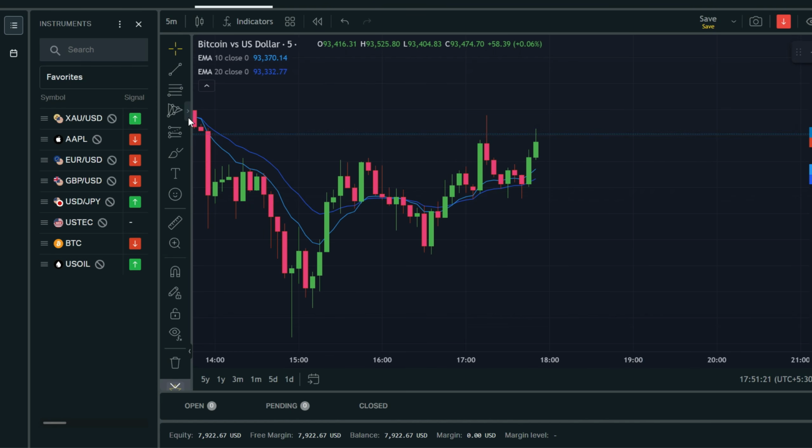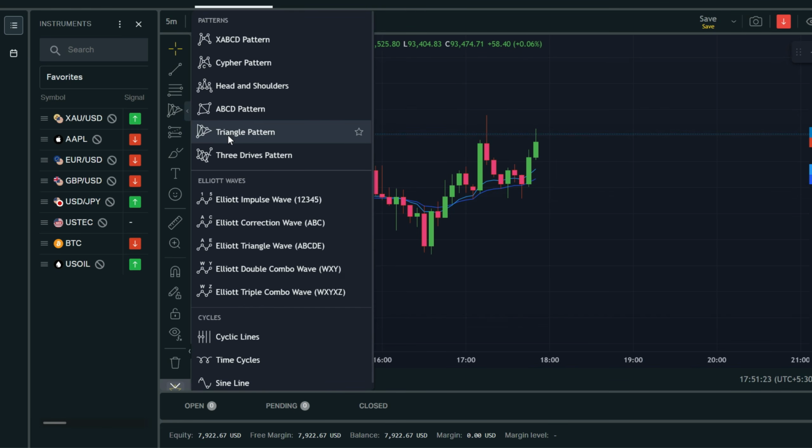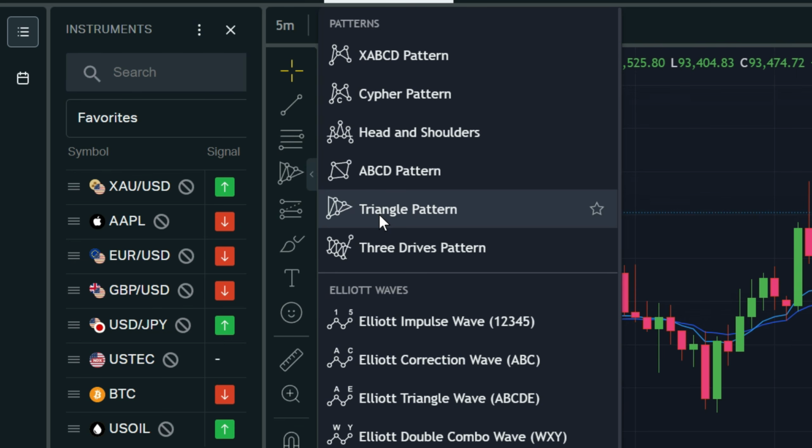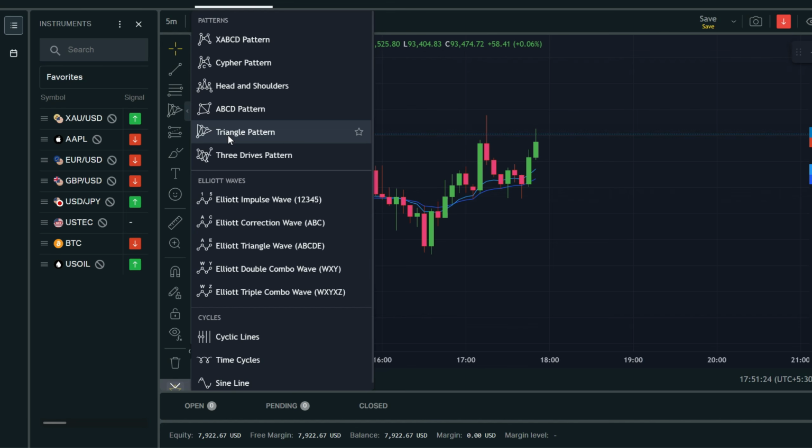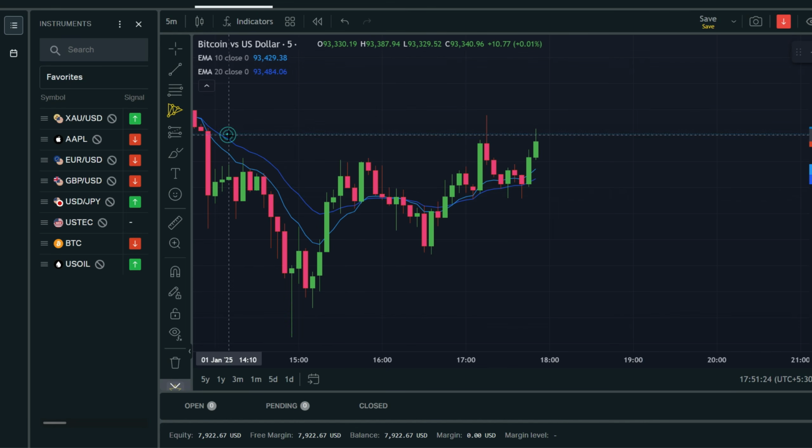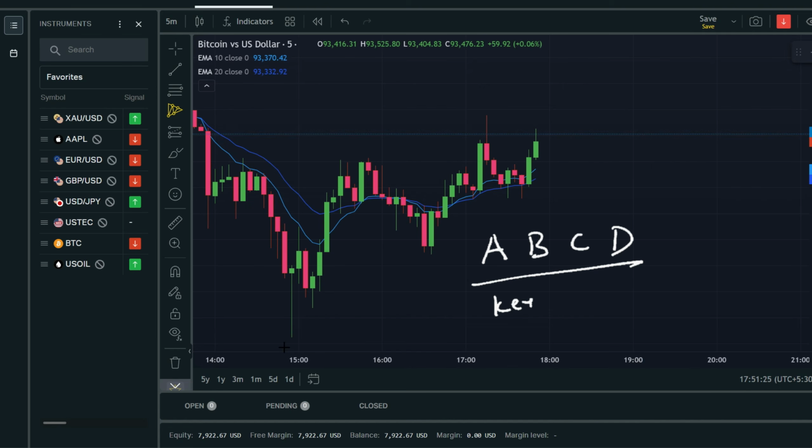The first thing you need to do is head over to the Tools panel on your trading platform and select the Triangle Pattern tool. Don't stress, this tool is available on pretty much every trading platform out there, so you won't need any special setup or paid add-ons for this. Once you've selected the Triangle Pattern tool, you'll notice it has 4 anchor points labeled A, B, C, and D. Think of these as the key points for drawing the triangle on your chart.